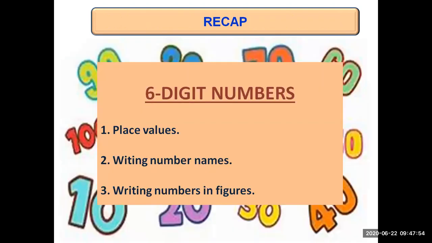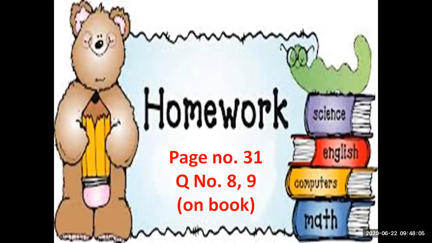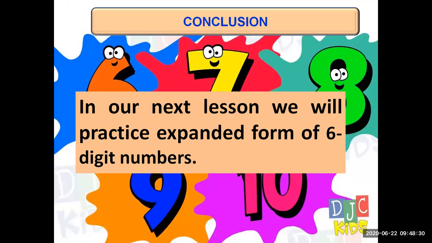So guys, this was our today's lesson. We studied 6-digit numbers, their place values, writing number names, and writing numbers in figures. Your homework for today is to do questions number 8 and 9 on page number 31 of the book. This is from your Exercise 1, and these 2 questions are to be done in books. In the evening, you will be provided a PDF solution for you to cross-check. In our next lesson, we will practice the expanded form of 6-digit numbers.